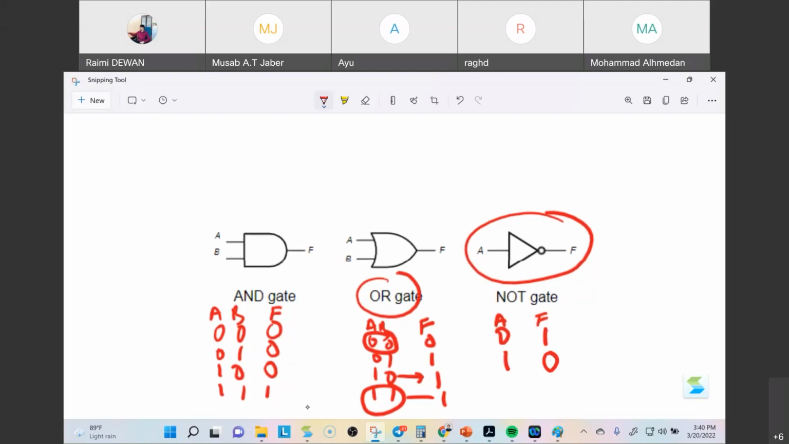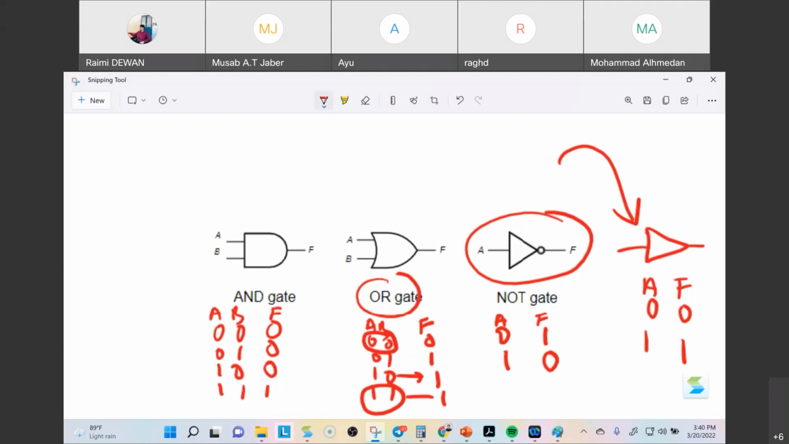Okay, so the next one we have, we call it a buffer. If we have 0, what happens here? 0. If you have 1, what happens here? You will have 1. Do you guys know what is the function of this? Why do we need this anyway? Because the input will be the same as the output. What do you think?